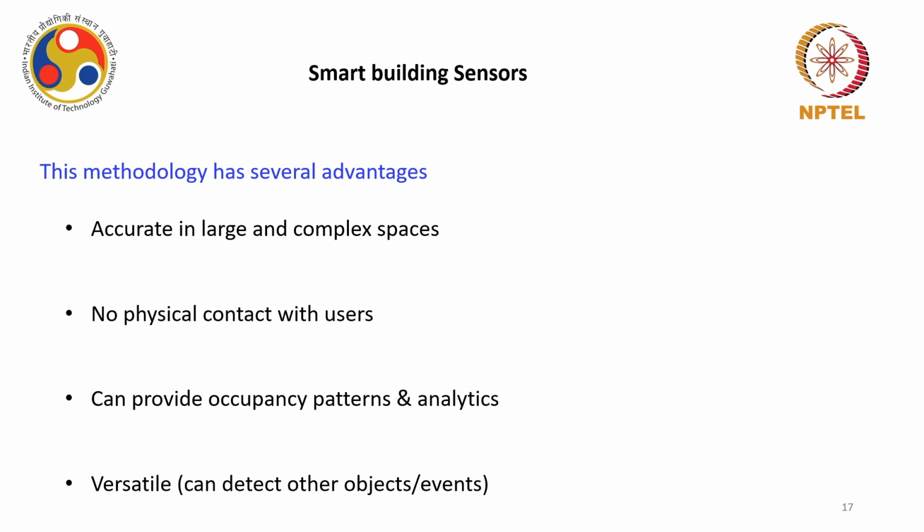The image based sensors, or the camera based monitoring system for occupancy detection, have several advantages. They are accurate in large and complex spaces, particularly if you have integrated camera systems. You do not have physical contact with the users, so you are not worried about tracking by the occupant. Basically, you are tracking the occupant; the occupant is not tracking you.